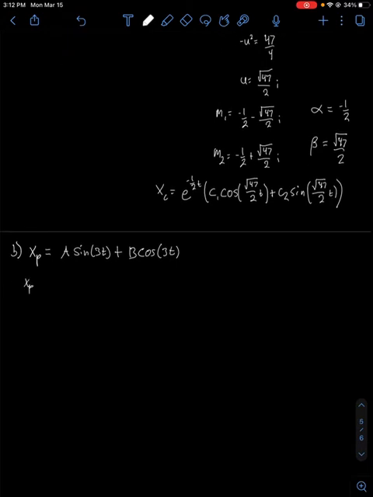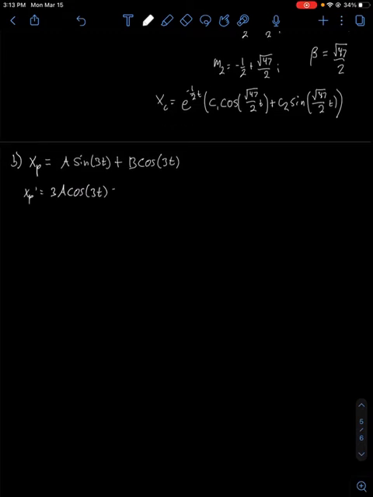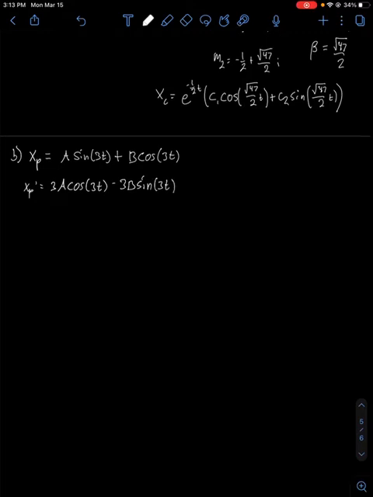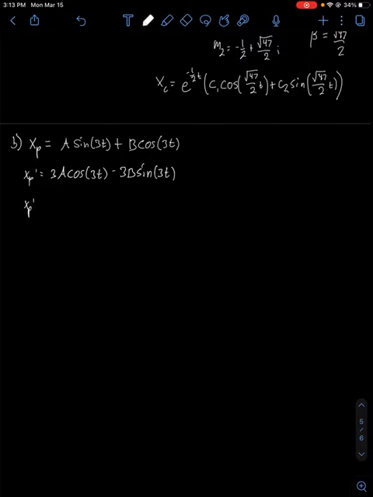Now we find x sub p prime, which is going to be 3a cosine of 3t by the chain rule, and then we have minus 3b sine of 3t also by the chain rule. x sub p double prime is going to be negative 9a sine of 3t by the chain rule, minus 9b cosine of 3t by the chain rule.